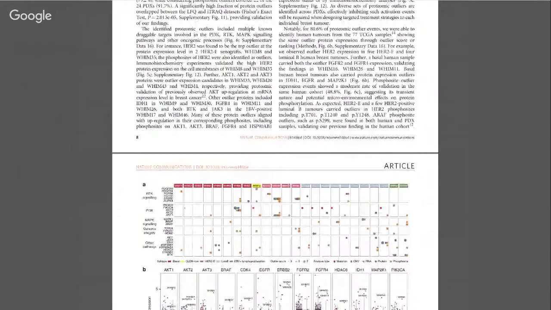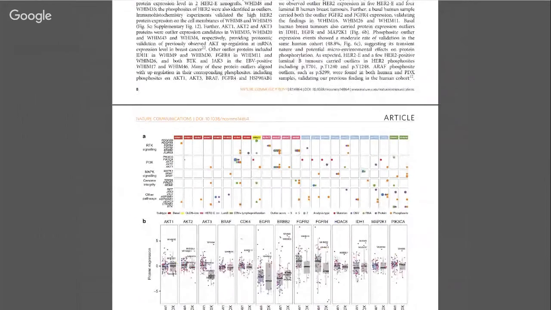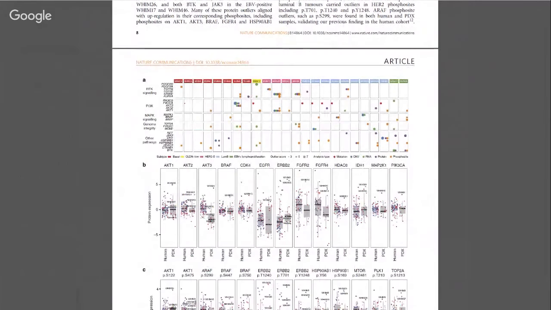And so with that, we come up with this landscape of different xenografts. Each column is one xenograft and different genes. And we see that some of these markers were identified as overexpressed protein also seen in humans. But let's dive into some examples here.